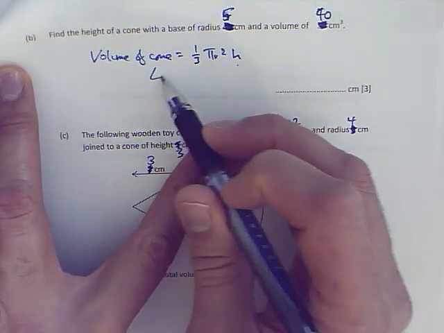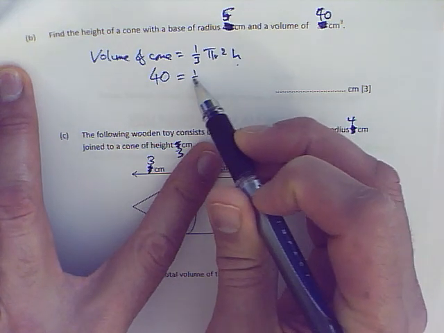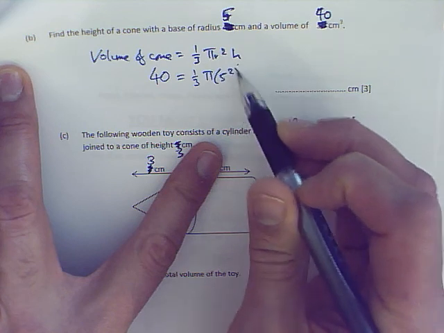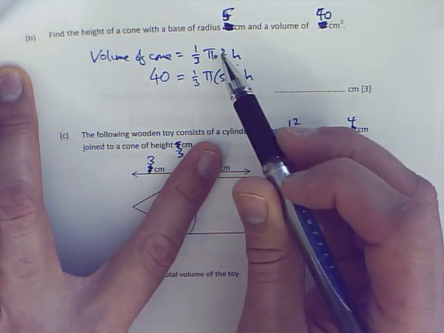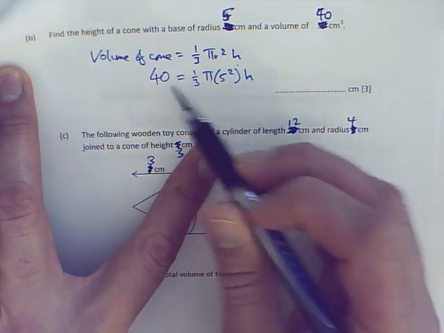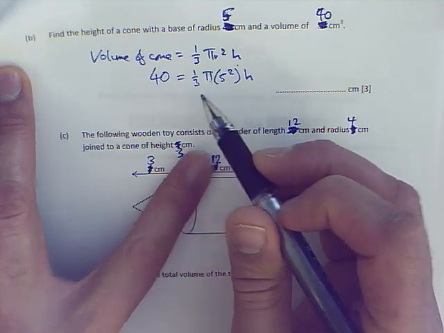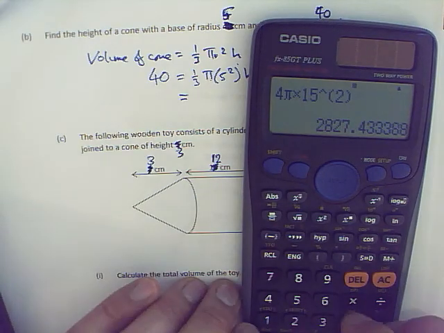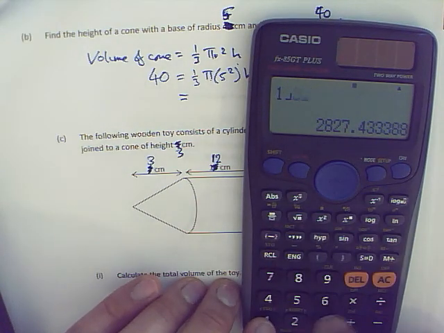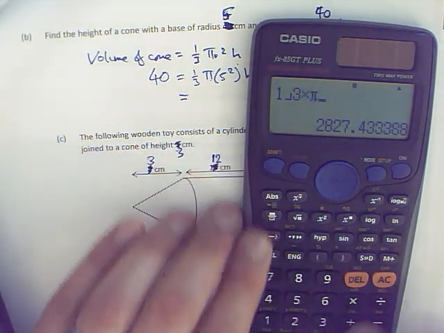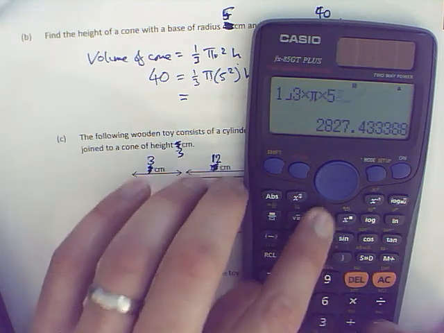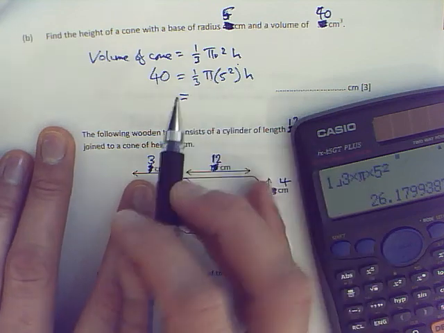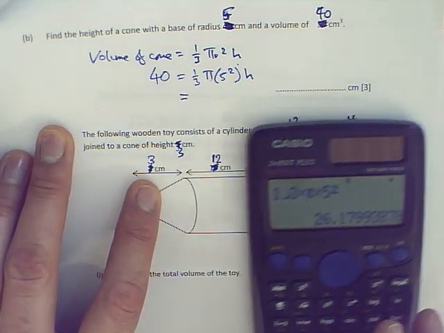We know the volume is 40, that goes on this side. A third and pi stay the same. We know the radius is 5, so it's going to be times 5 squared as the height. So a third times pi times 5 squared, times the height, will give us this 40. Now, if you work out what a third times pi times 5 squared is, you get this. So a third times pi times 5 squared is 27.1799.